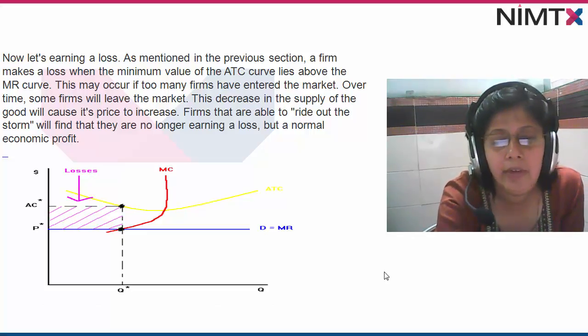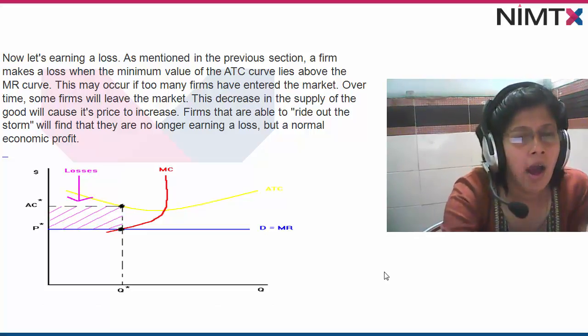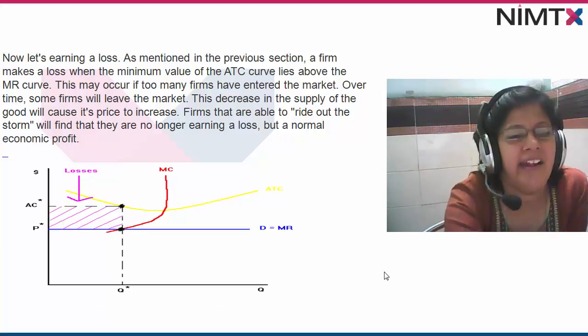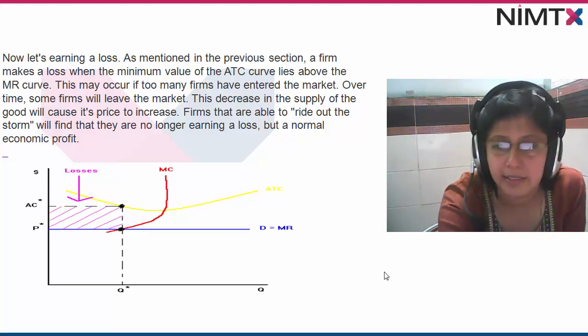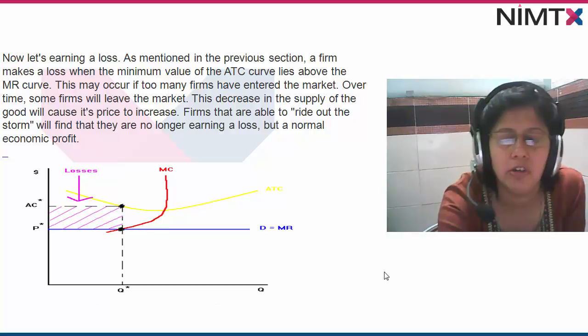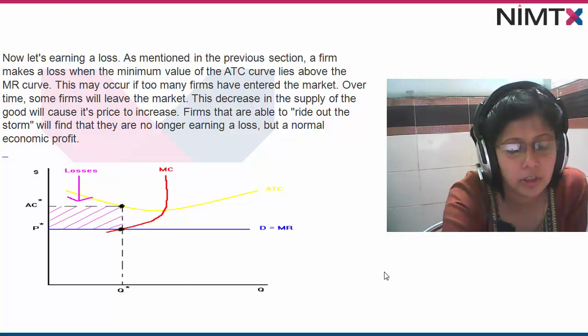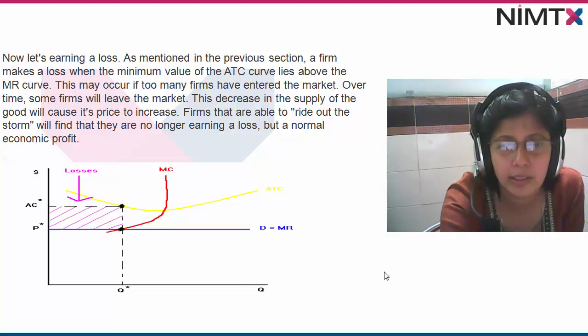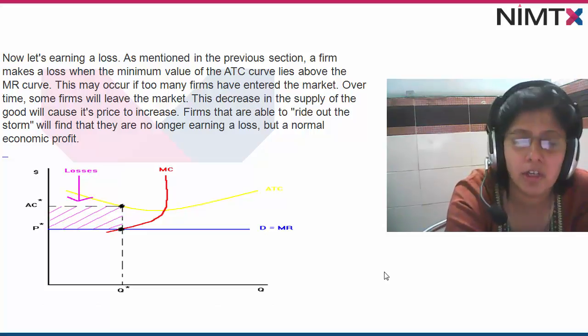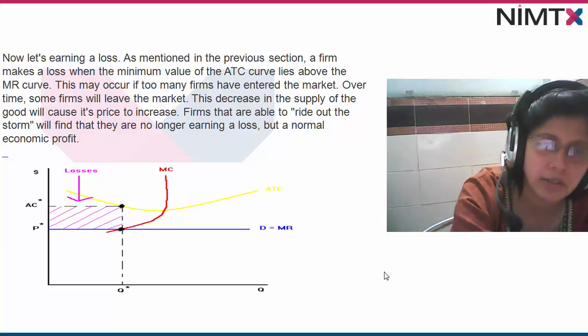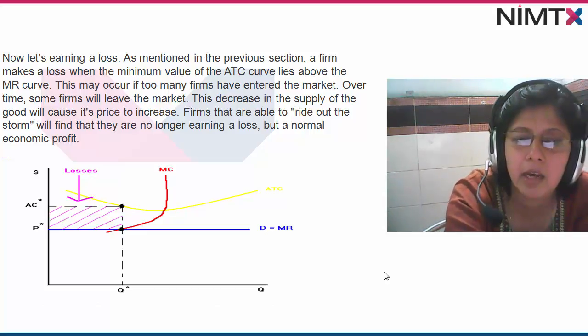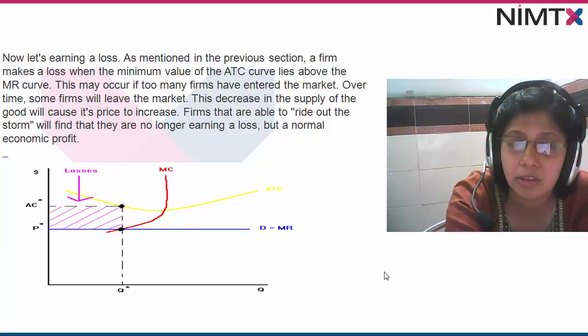Here we have quantity, and here we have price, and as we all know, in perfect competition D equals MR, and price equals AR equals MR. When marginal cost is higher than the marginal revenue, that means the average cost is at a loss point.